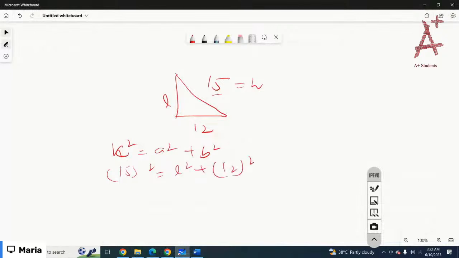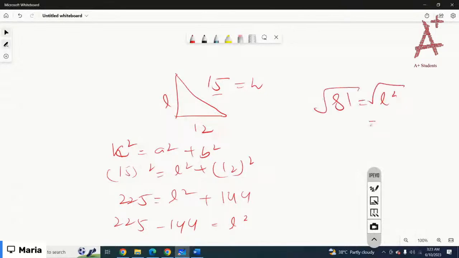So 15 squared is 225. Here you have L squared plus 144. Move 144 to the other side, it would be 225 minus 144. It would be 81. So L squared equals 81. Just square root both sides. That means the length of L is 9. Got it? So this way, if you have to calculate a side other than the hypotenuse, you can calculate like this. You use the same Pythagorean theorem, but you have to move the values to the other side and then calculate.